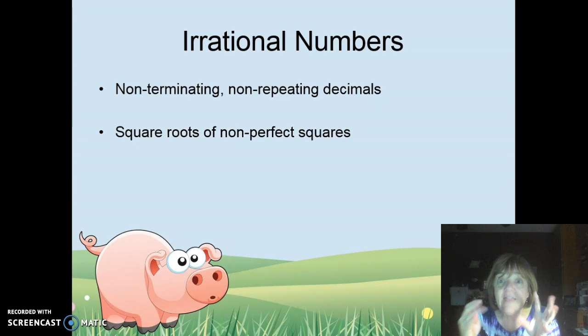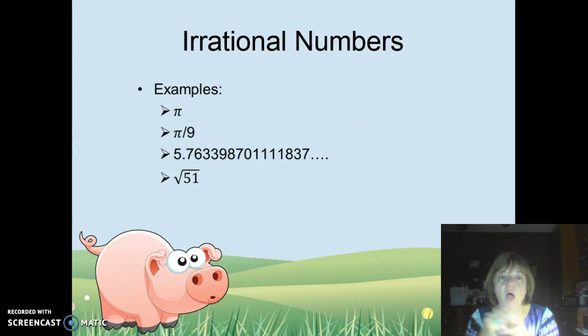Another way to get those is to try to take the square root of something that's not a perfect square, okay? All right, let's see some examples of that. My pal Pi. I love pi. Okay, I love pie with an E on the end, but I like pi too as a math teacher. I'm supposed to like the pi.